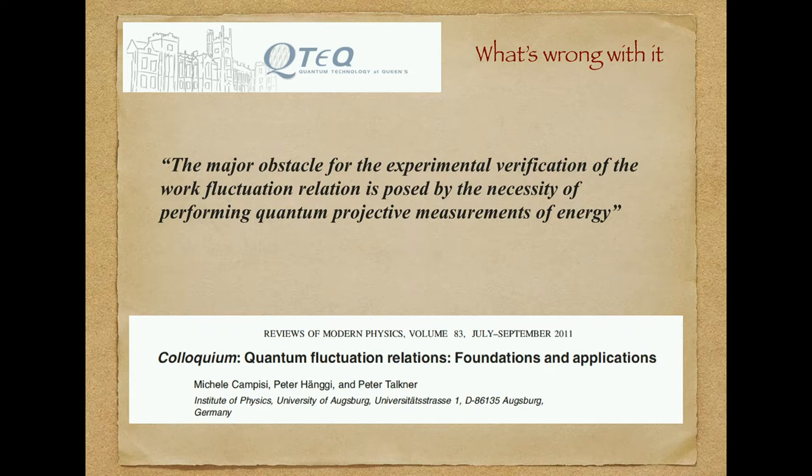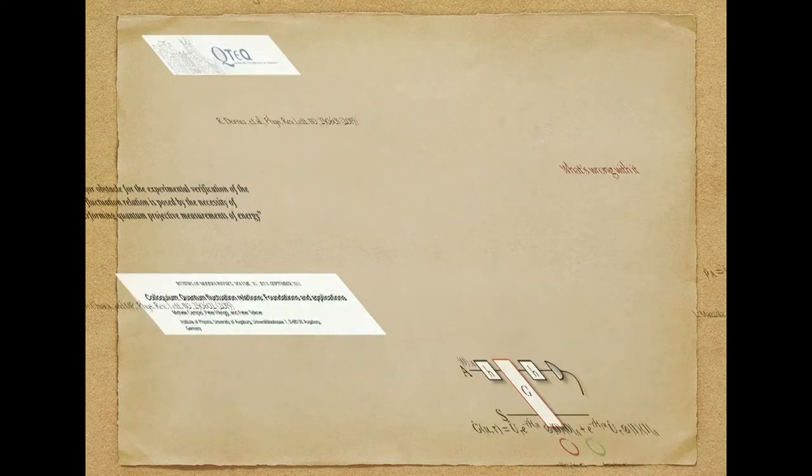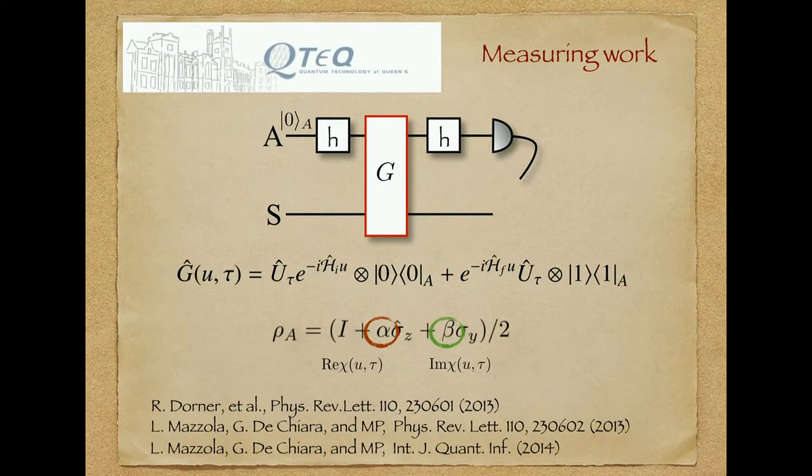So the question I want to raise is: for a given process, how can we reconstruct the work probability distribution for a general process undergone by a quantum system? A possible answer comes from this scheme, from this diagram. I don't know how many of you are familiar with quantum circuits, but I am going to illustrate what the ingredients of this circuit are in a second. So let's have a look.